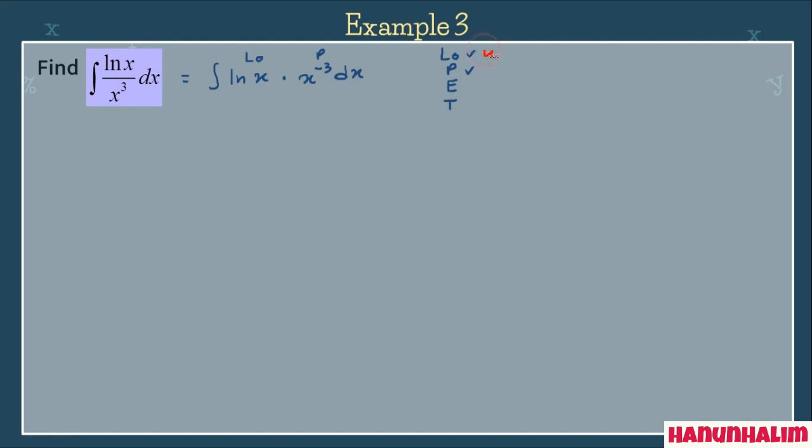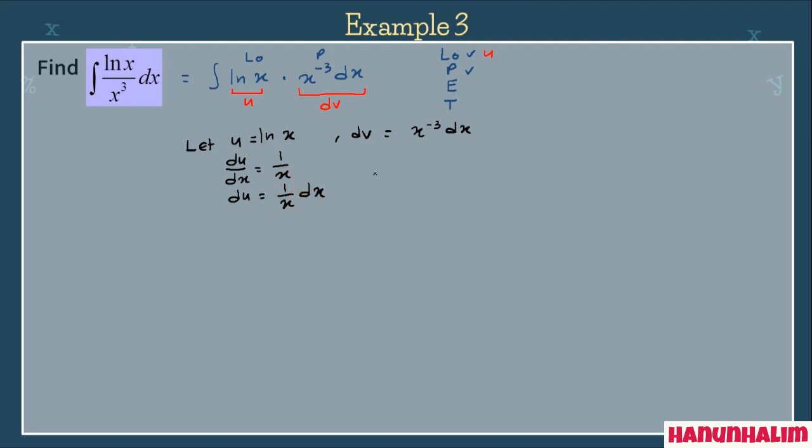Since log lagi atas, maksudnya log lah kita punya u. Jadi ln x adalah u. So x to the power of negative 3 dx adalah kita punya dv. After that, kita let u equal to ln x and dv equal to x to the power of negative 3 dx. For u, kita kena differentiate sebab kita nak cari du. So du over dx, bila ln x kita differentiate, kita akan dapat 1 over x. So make du as a subject, we will get 1 over x dx.